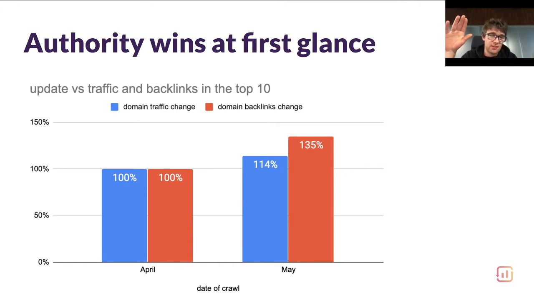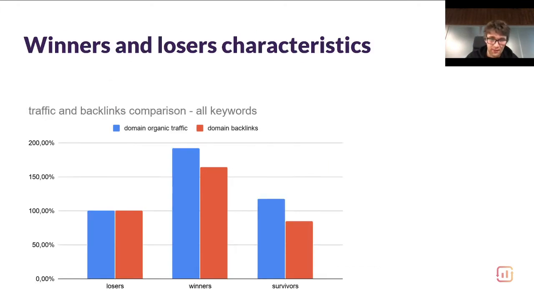So on the left side you see the April values, they are like 100%, and if we compare the May, then there is 14% more overall traffic of the domains ranking and 35% more backlinks on average for the domains that are present in the top 10 now. So in general, big pages with higher traffic and much higher backlinks count kicked smaller pages from the top 10. That's the first insight.